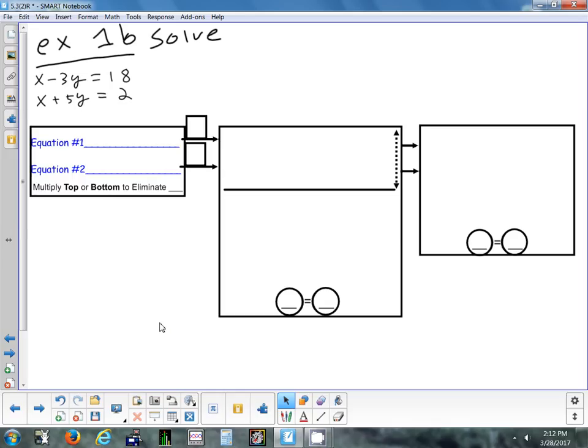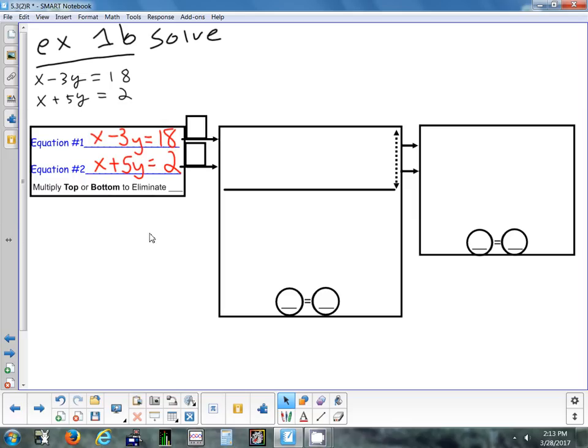Excellent. So I'm good, right? I can just write them in. x minus 3y equals 18. x plus 5y equals 2. They are lined up. Good. All right. Derek, next step. So we checked to see if they were lined up. They were. And what's the next thing?